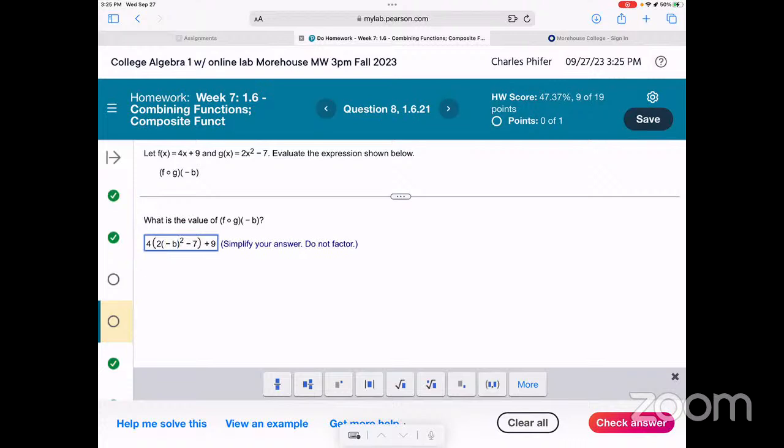Okay. So if we simplify, negative b squared becomes a positive b squared. If we distribute that 4, that's going to be what? 8b squared minus 28 plus 9. And then if we combine like terms from there, 8b squared, what is that, 19? So minus 19.